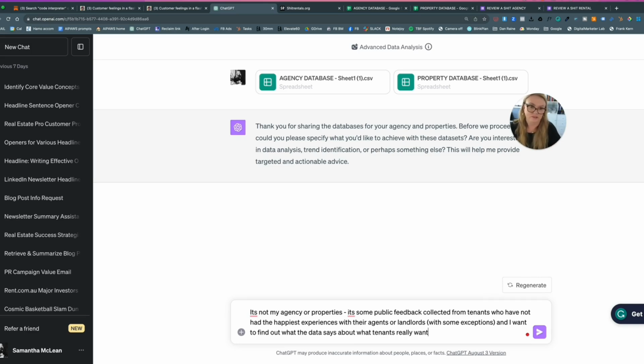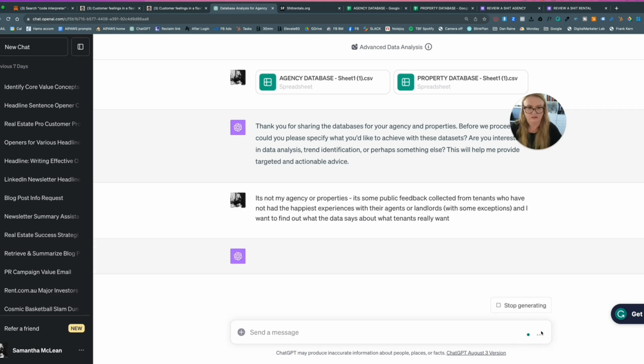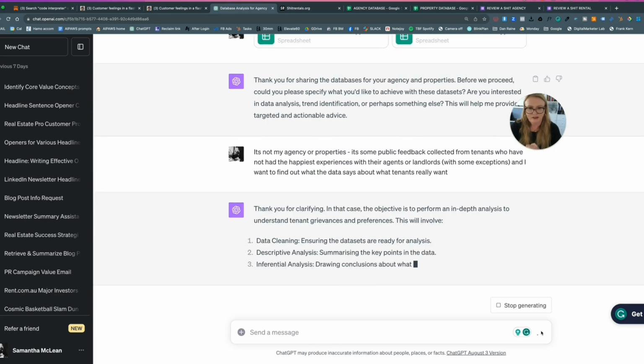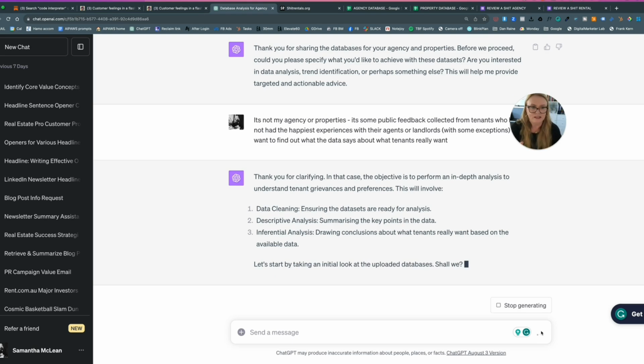Now, this is just a bit of a starting point for us, so I'm just going to hit enter on that and see what it comes back with. All right, thanks for clarifying. In that case, the objective is to perform an in-depth analysis to understand tenant grievances and preferences. This will involve data cleaning, descriptive analysis, and inferential analysis. So let's start by taking a look at the databases, shall we?